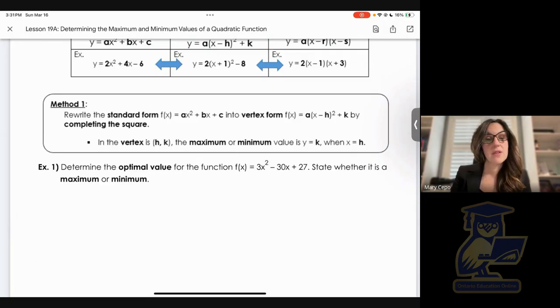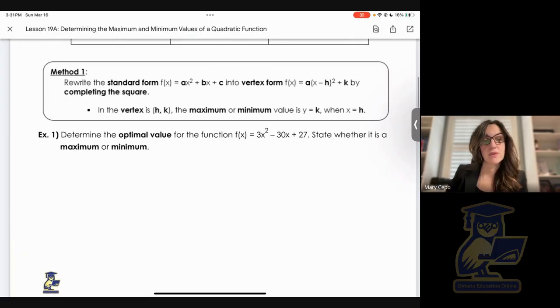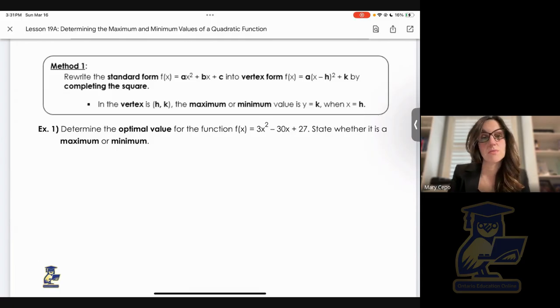Now, again, the maximum or minimum value is that y value of your vertex. So let's determine the optimum value of the function f(x) = 3x² − 30x + 27. We want to state whether it is a maximum or minimum. Now, just looking at the quadratic function equation in standard form, we can already decide whether it's a max or a min based on that a value. The a value is that coefficient of x², and we see that it's positive 3. So we know this is opening upward. That means it's going to come down to a minimum and then change direction. So we know it's going to be a minimum.